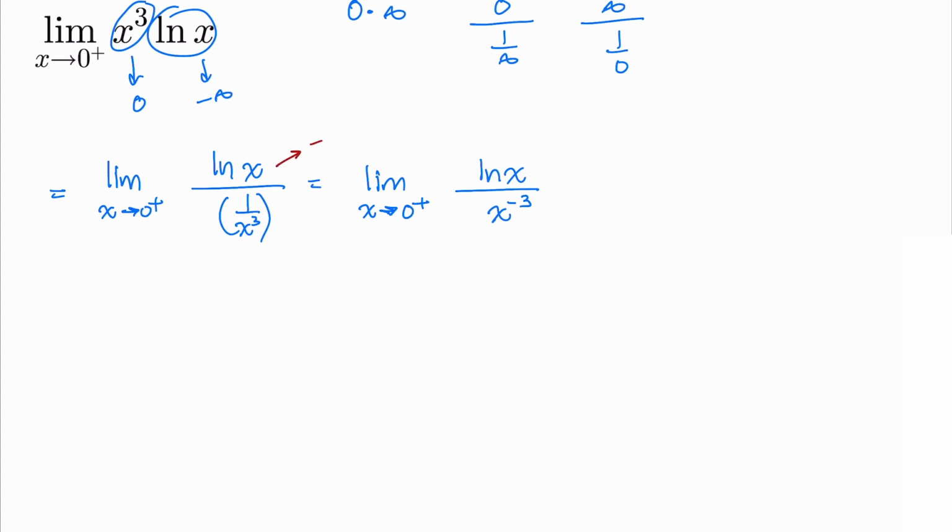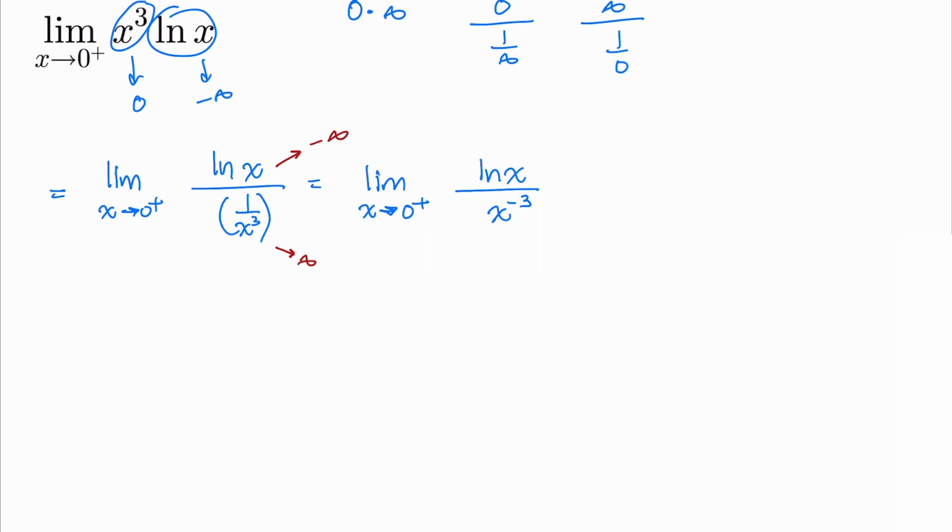Natural log of x still drives off to negative infinity, but 1 over x to the third, you get 1 over a very tiny positive number, which ends up being a large positive number. We have infinity over infinity, and we're ready to use L'Hopital's rule.